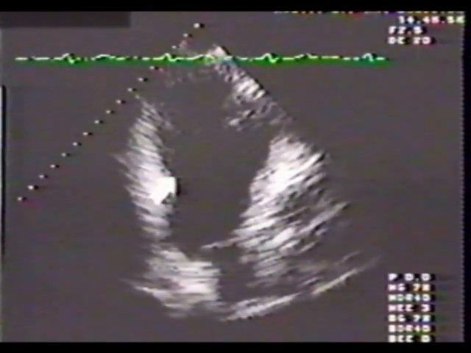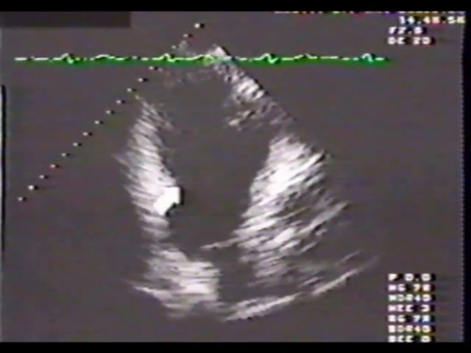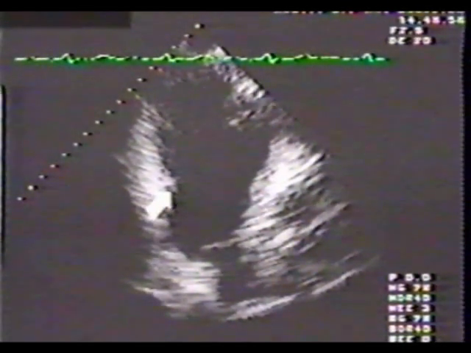When considering aneurysmectomy, it is important to delineate the function of the non-aneurysmal portions of the left ventricle. The more vigorous the contractility of the basal and mid-ventricular segments, the more likely that aneurysmectomy will be highly successful.